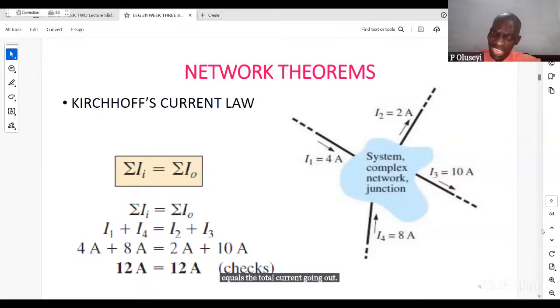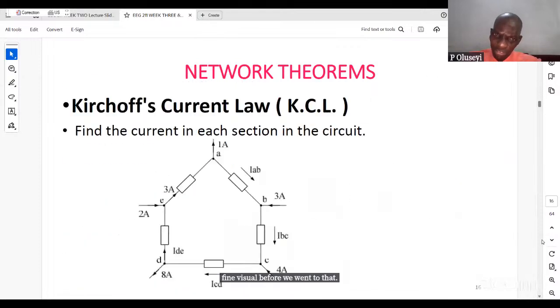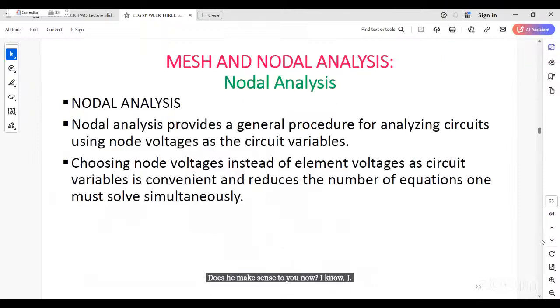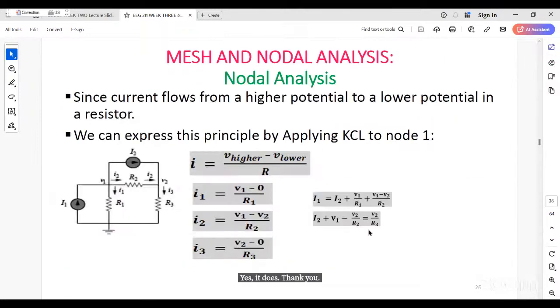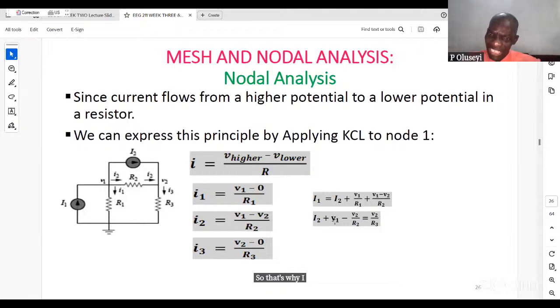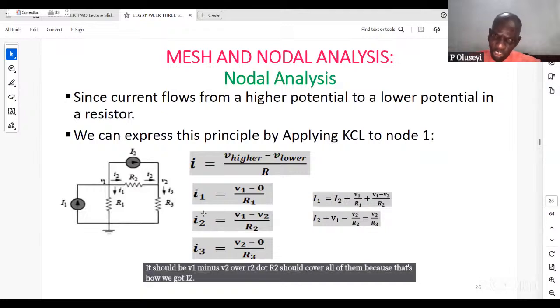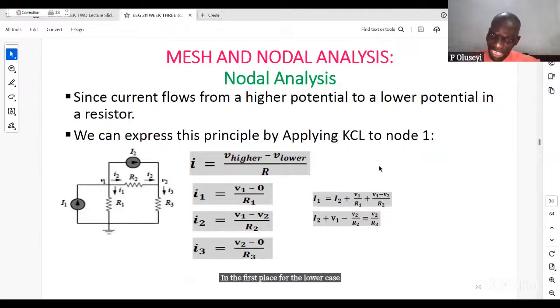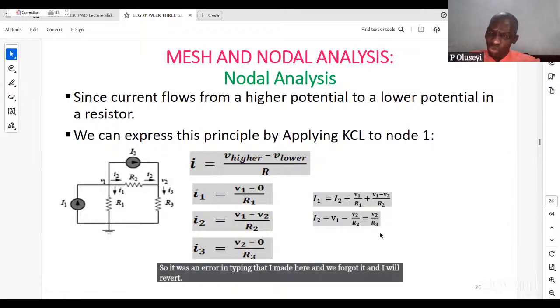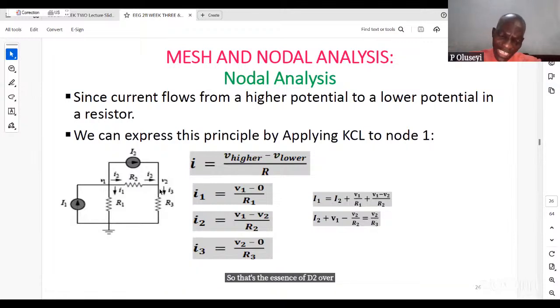That's why I laid this foundation before we went to that. Does it make sense to you now, Anozie? Yes, sir, it does. Thank you. So that's why I have corrected myself here that V1 should not stand alone. It should be V1 minus V2 over R2. That R2 should cover all of them because that's how we got lowercase I2 in the first place. So it was an error in typing that I made here. I will correct it and revert.